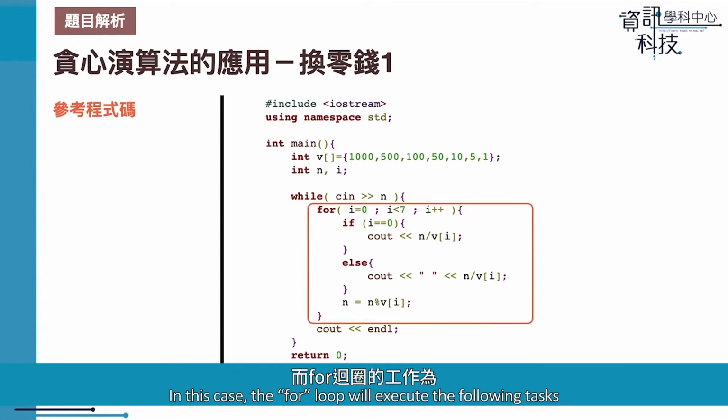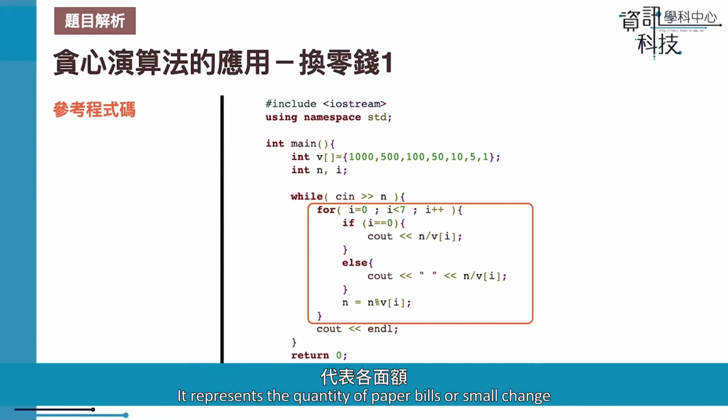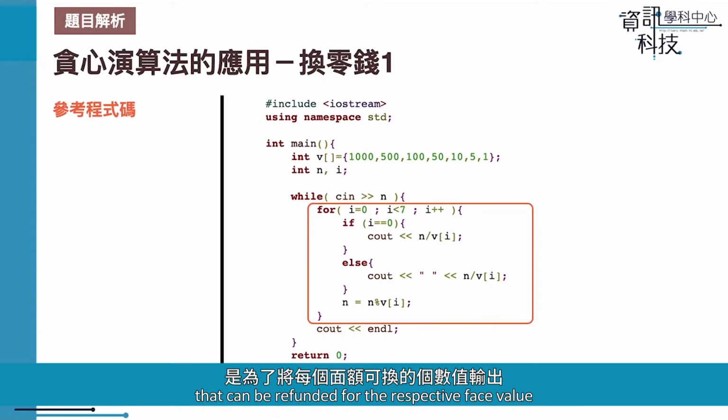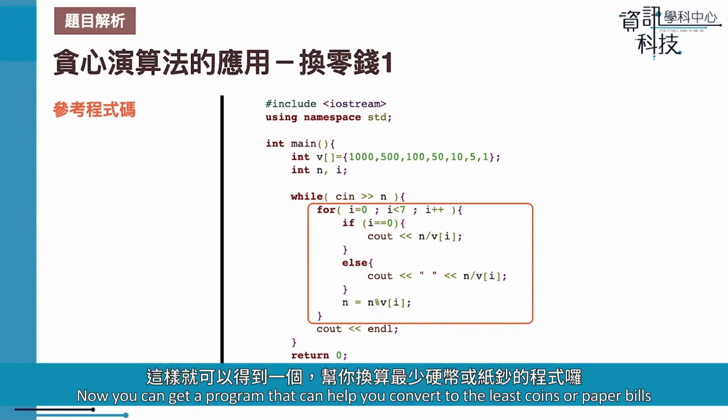In this case, the for loop will execute the following tasks. Acquire the quotient by dividing n with v[i] for all face values sequentially. It represents the quantity of paper bills or small change that can be refunded for the respective face value. The if-else condition judgment is used to output the value of the quantity that can be refunded for the respective face value. Separate them with an empty space in between. Now you can get a program that can help you convert to the least coins or paper bills.